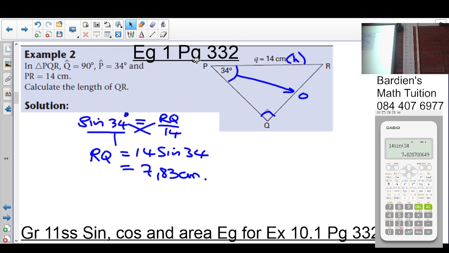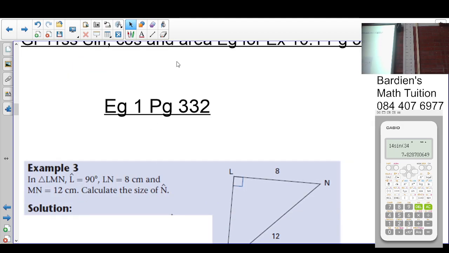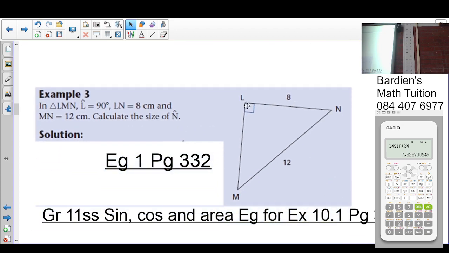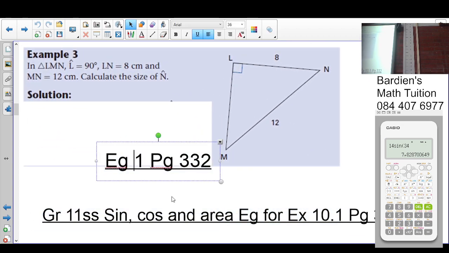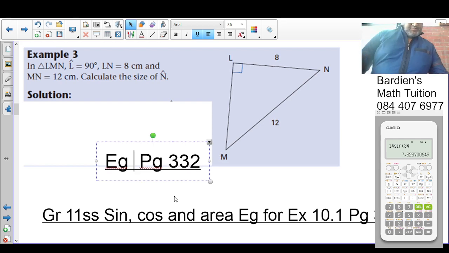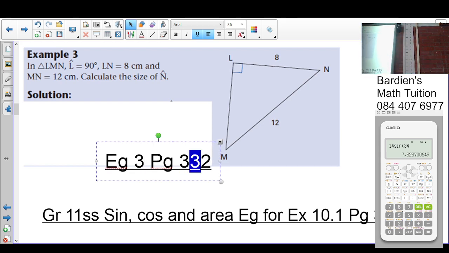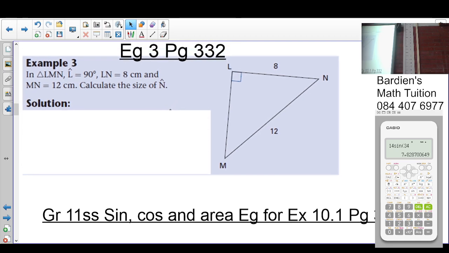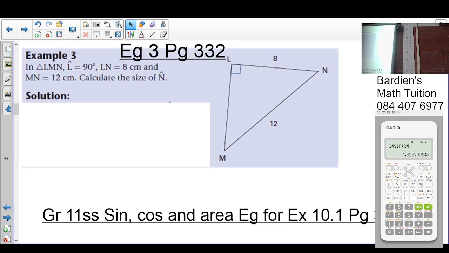Okay, are there any issues here? Any confusion? Let's look at example 3, which is on the same page, page 332. Here we are told that in triangle LMN, angle L is 90 degrees as indicated, LN is 8, which is also lowercase m, and MN is 12, which is lowercase l. Calculate the size of angle N.